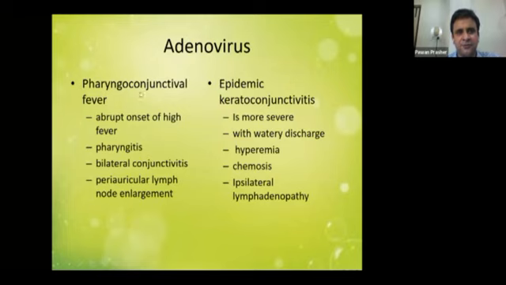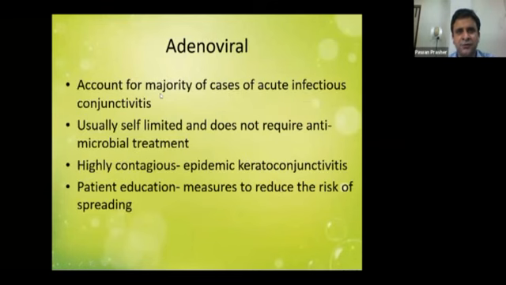Continuing with adenovirus, you have two types of manifestation: pharyngoconjunctival fever, where you have abrupt onset of high fever, pharyngitis, conjunctivitis, and preauricular lymphadenopathy, and another is epidemic conjunctivitis, which quite often you have from swimming pools and schools, colleges, and so on. You have these epidemics. It's more severe, and the patient presents with watery discharge, hyperemia, chemosis, and infiltrates, lymphadenopathy. So, in a nutshell, adenovirus accounts for the majority of cases of acute infectious conjunctivitis.